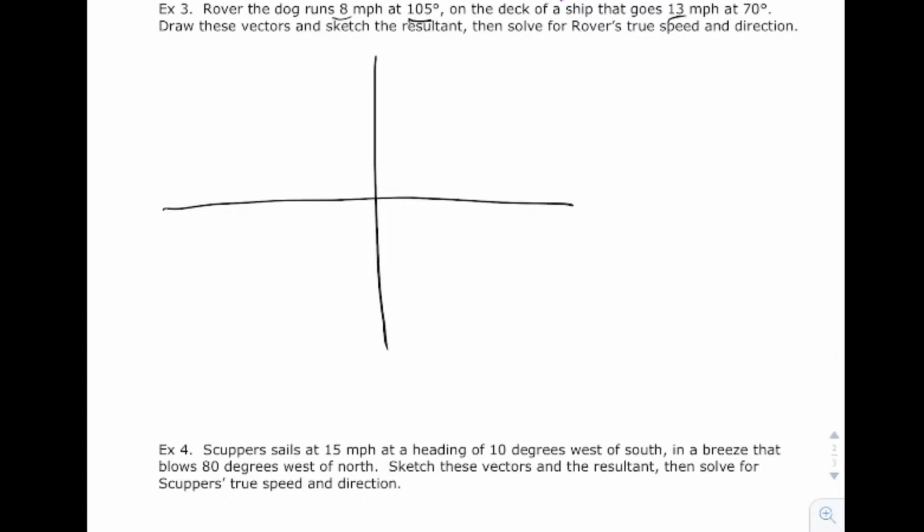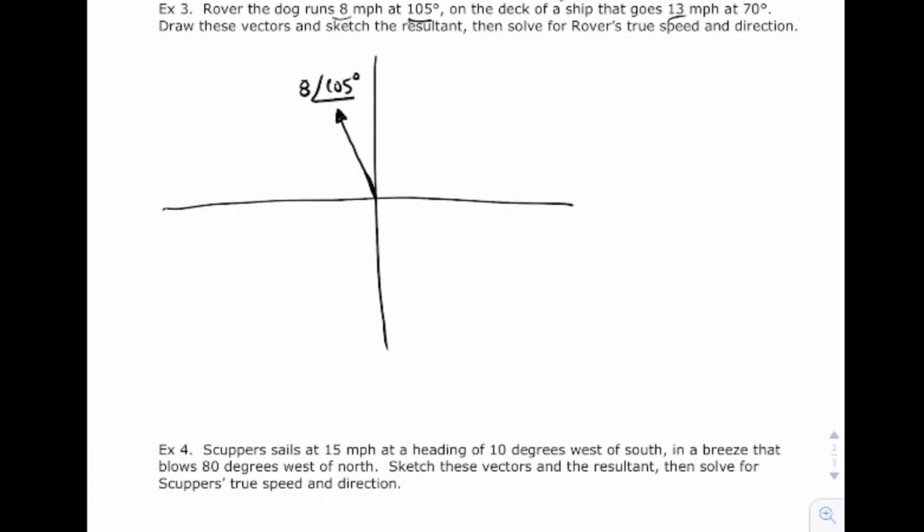Rover goes at a 105 degree angle. Where's 105? Well, remember, we rotate from here to here, that's 90. So you'd have to go another 15 degrees. So Rover's going that way. He's at 8 miles an hour, 105 degrees. Remember that notation? Nifty notation. It says the length of the arrow is 8 and the theta in standard position is 105. That's the dog.